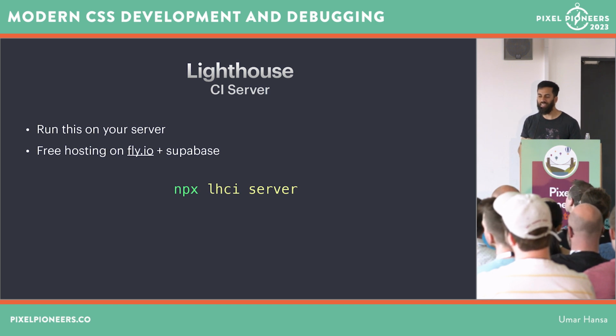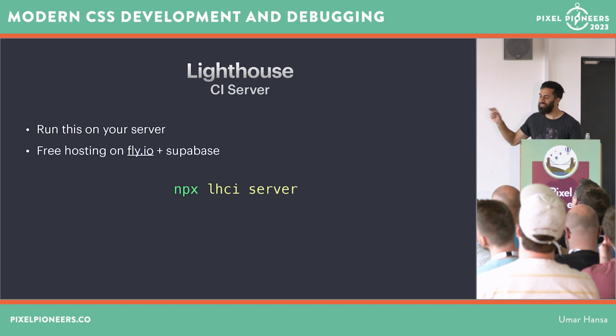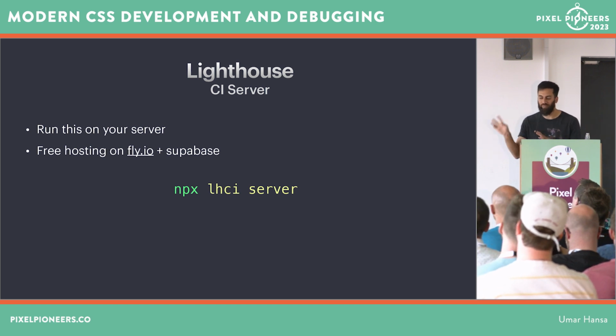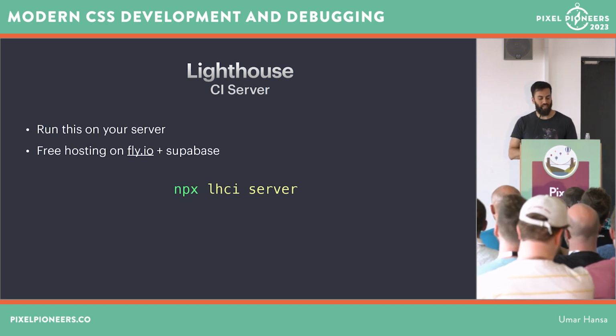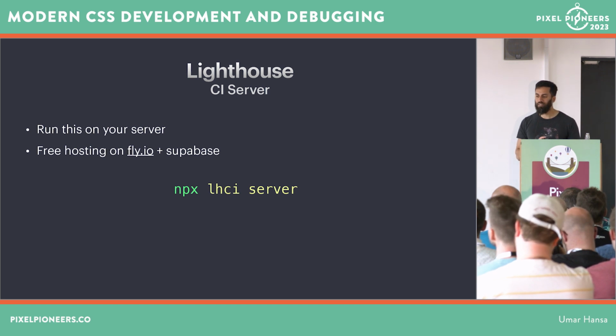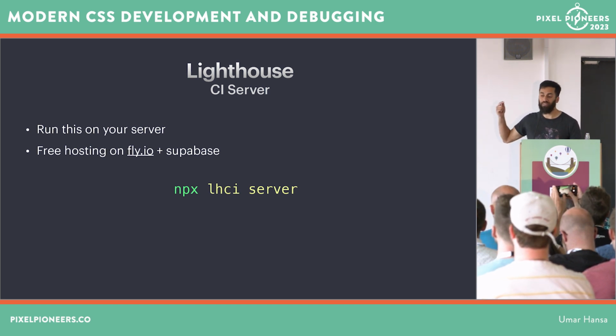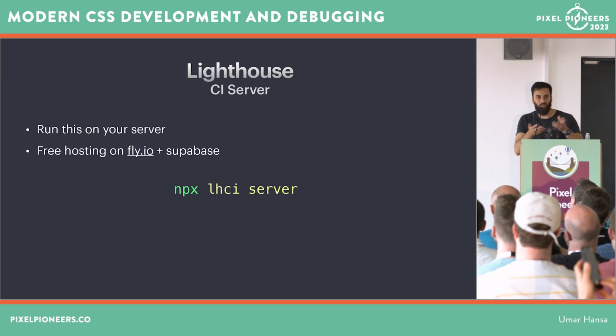The gist of it is npx lhci server. That's pretty much it. And you do have to add a few extra command line flags, which I've not included in the slide, but go and check it out yourself. And yeah, I was able to get it hosted for free on fly.io, which is kind of like a Heroku alternative, and then using Supabase for the backend database. Or of course, if you have your own infrastructure, that will work as well.